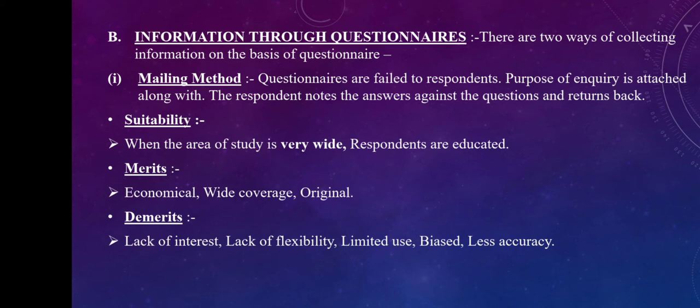First is the mailing method. Now, under this mailing method, the questionnaires are mailed to the respondents. The respondents are the ones who will respond to the questions. Now, the mailing method, as the name suggests, will only be sent to those persons who are literate, who can read and write or who can respond.